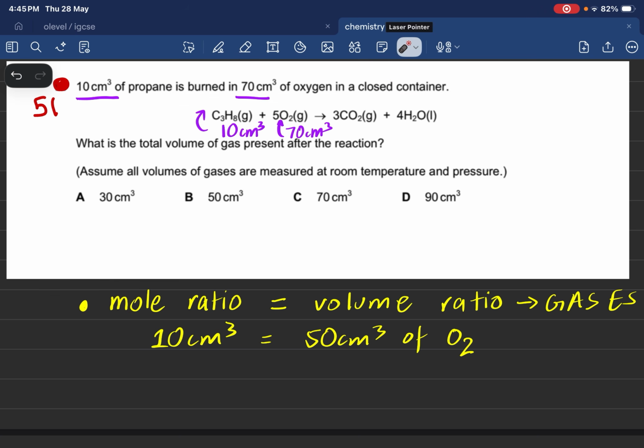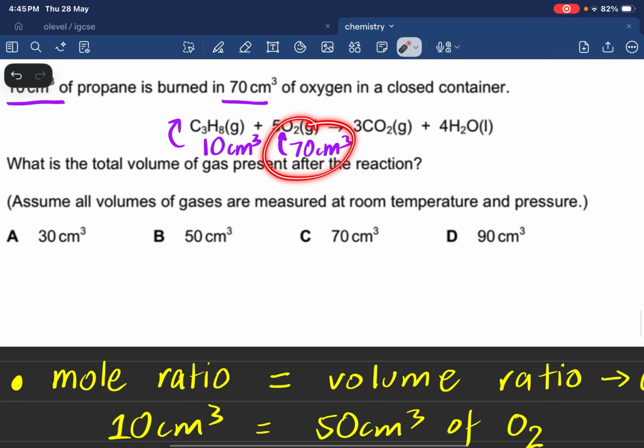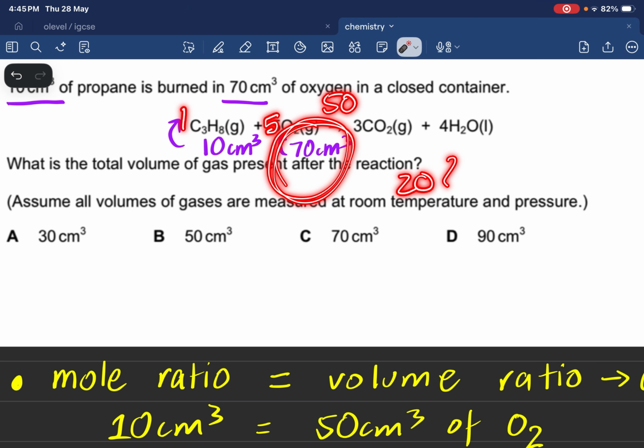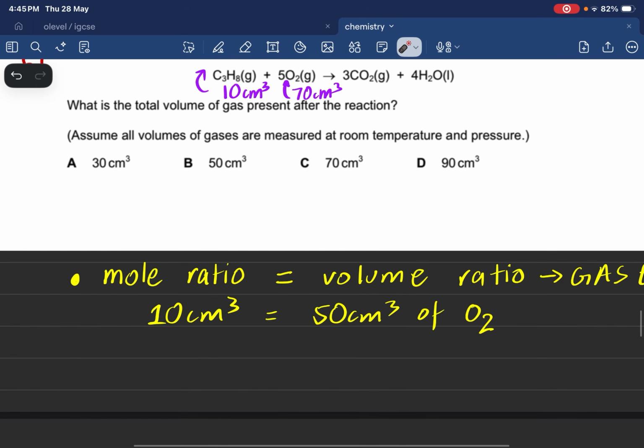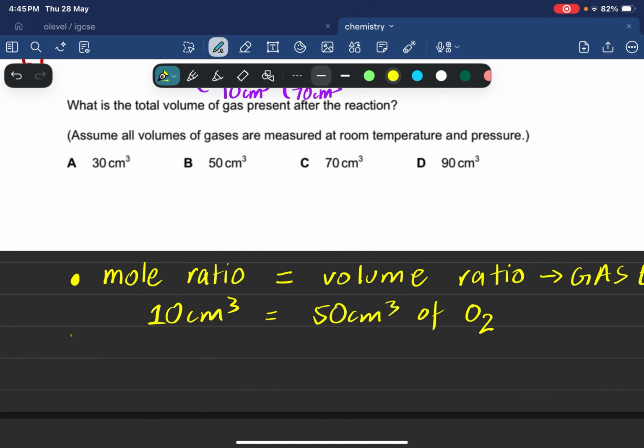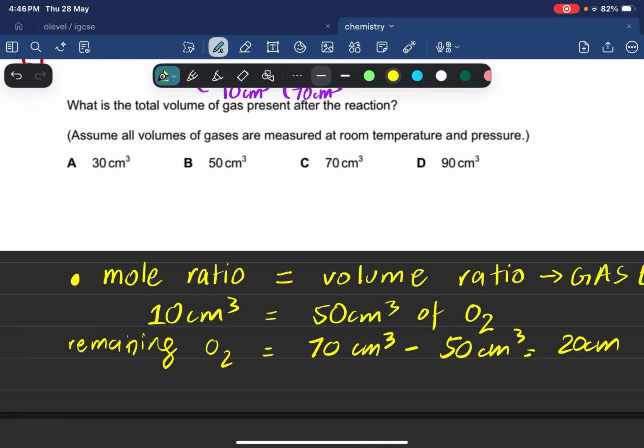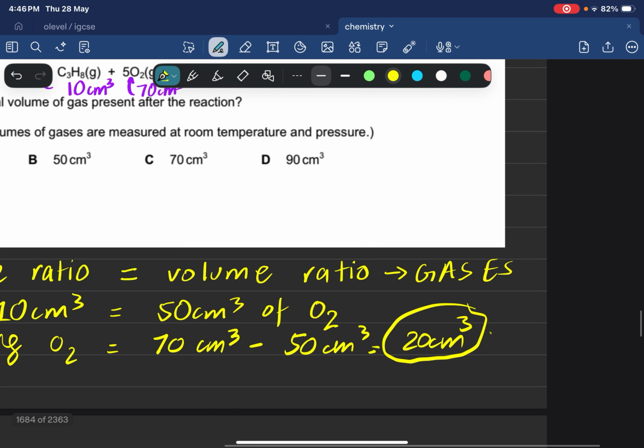And the important part is not this. The important part is we have 70 cm cube, but for 10, we only need 50 because the mole ratio is 1:5. That means we're only going to use 50. What is the remaining 20 going to do? It's going to be left behind, it's going to remain unused. So over here, we're only using this much. Now, the remaining O2 is going to be 70 cm cube, the original amount, minus the 50 cm cube that we used. 20 cm cube is the excess oxygen that is left.